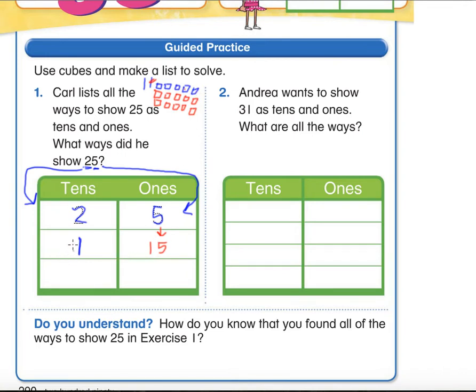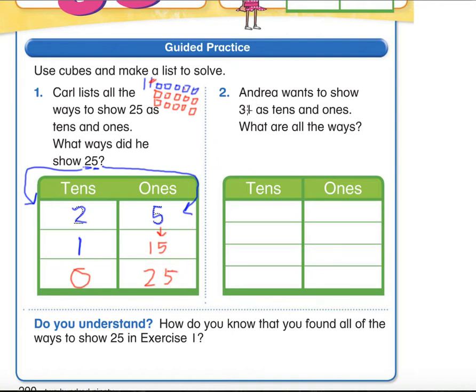So it is 15. But now if this tens column keeps getting smaller because it wants to show another way to make 25, there's going to be 0 left. And what's going to happen with all the cubes? We don't have any more tens rods, so they're all ones. They're all ones. So a whole bunch of ones cubes that total to 25.